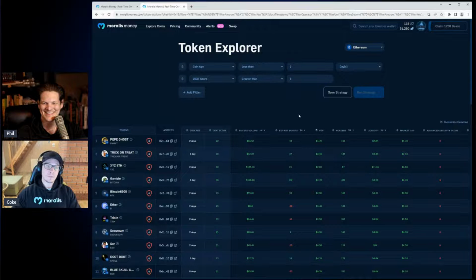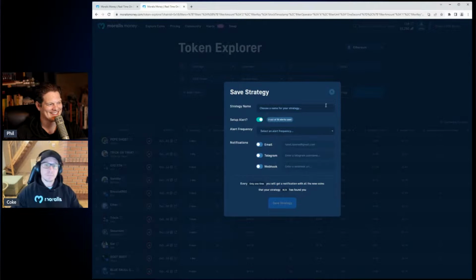And if you're done with this kind of token strategy, so this is a basic strategy that you will come in every morning and check, sort by, for example, net experienced buyers or buy pressure, as I showed you before. And you can save the strategy as well. So every morning you can just come in and click on the save strategy, so you don't have to fill in the form as well.